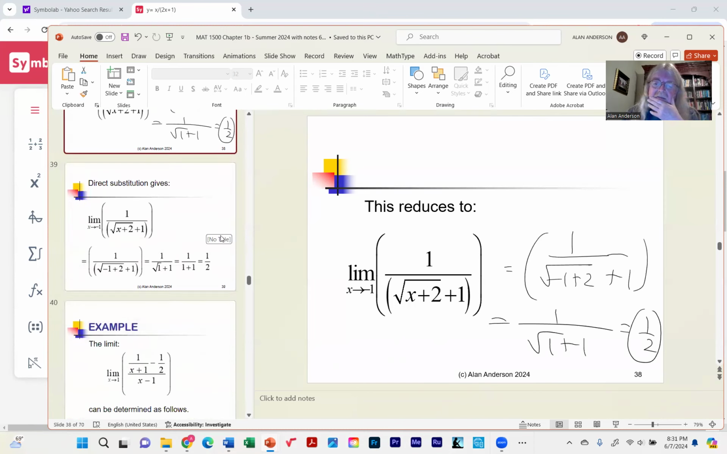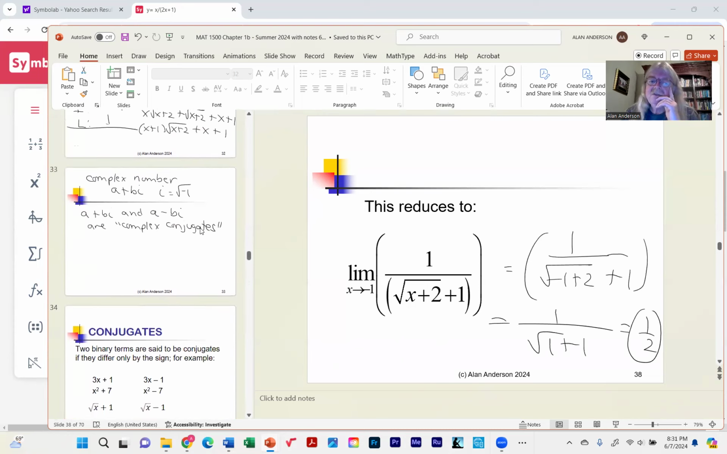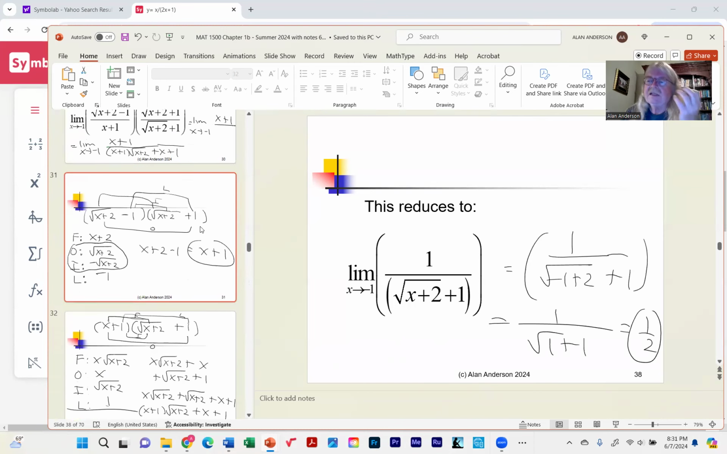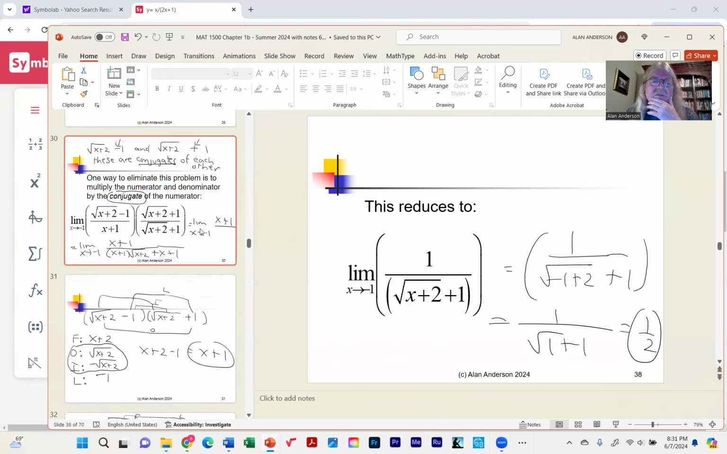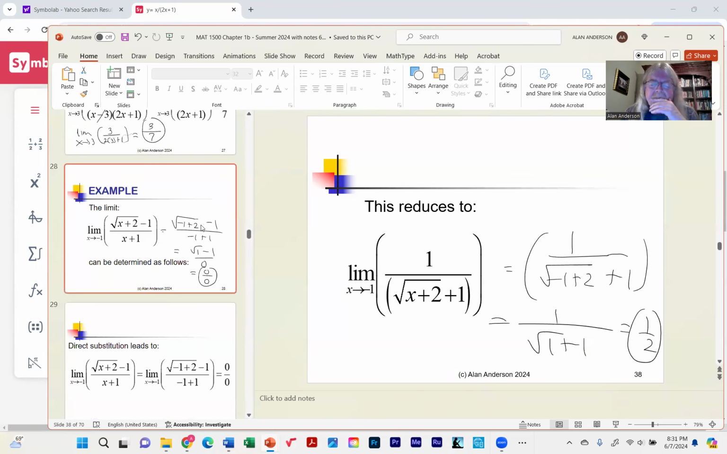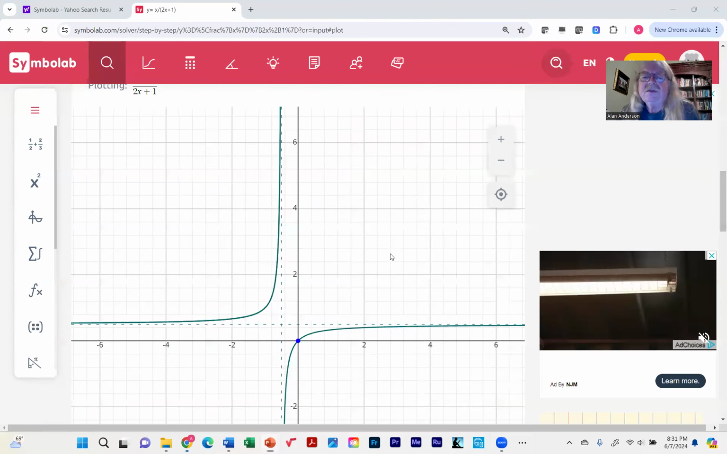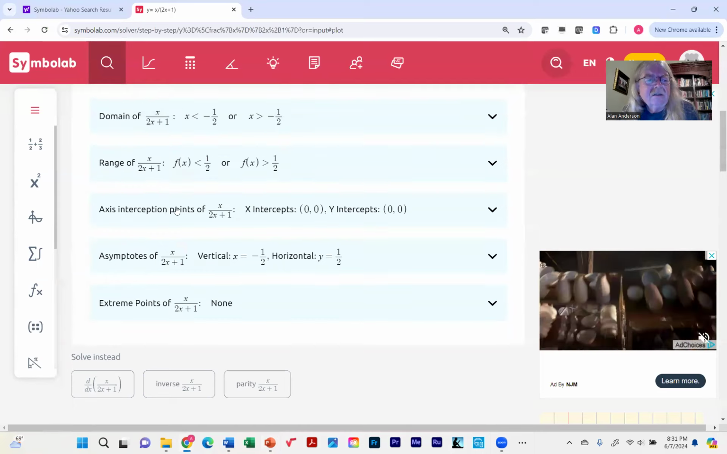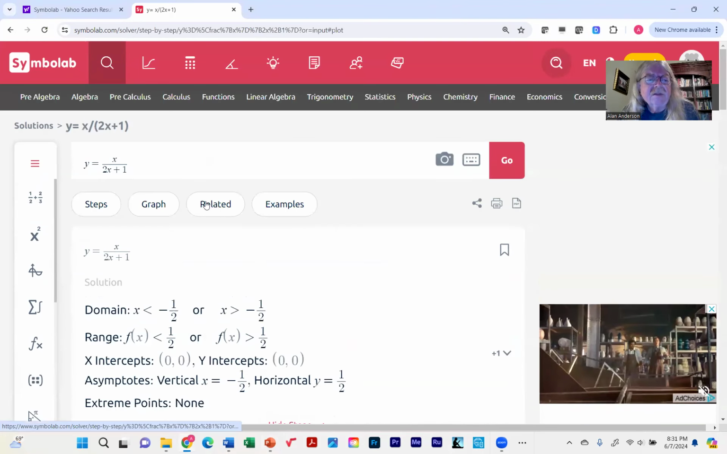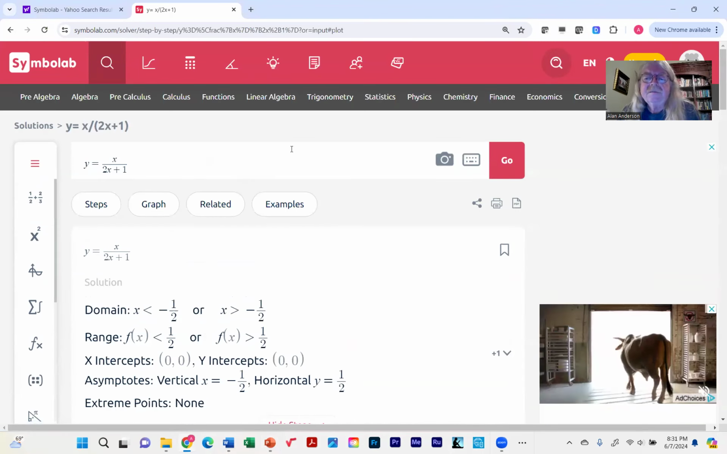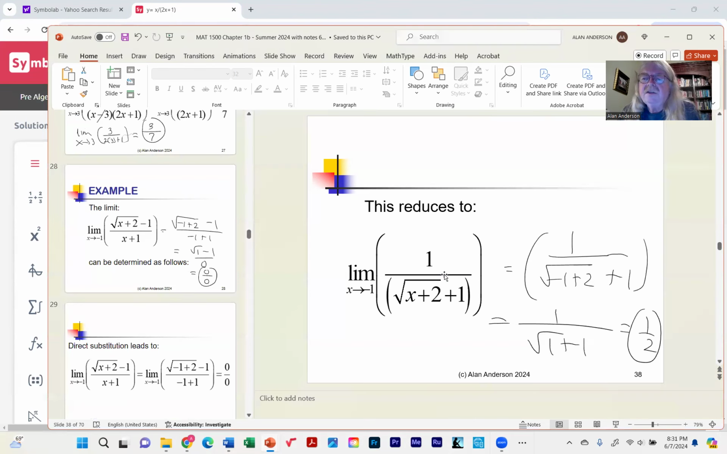Now that was complicated. Who would have thought to use conjugates here? Well, after you get enough practice, you'll see that there are certain patterns that repeat themselves. And by the way, I think Symbol Lab can do this too. It does have the capability of doing limits if you want to double check your results. But you do need to learn these simplification rules.